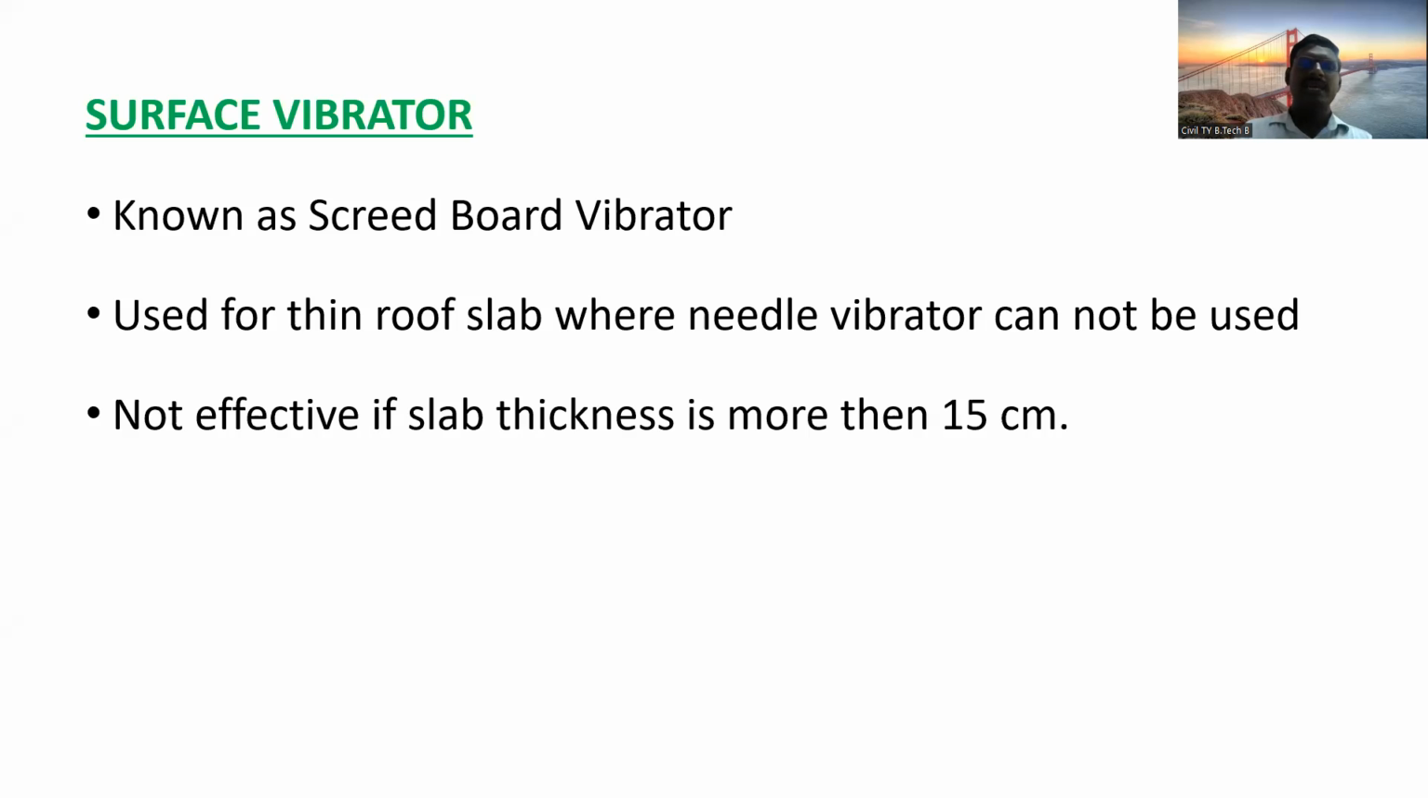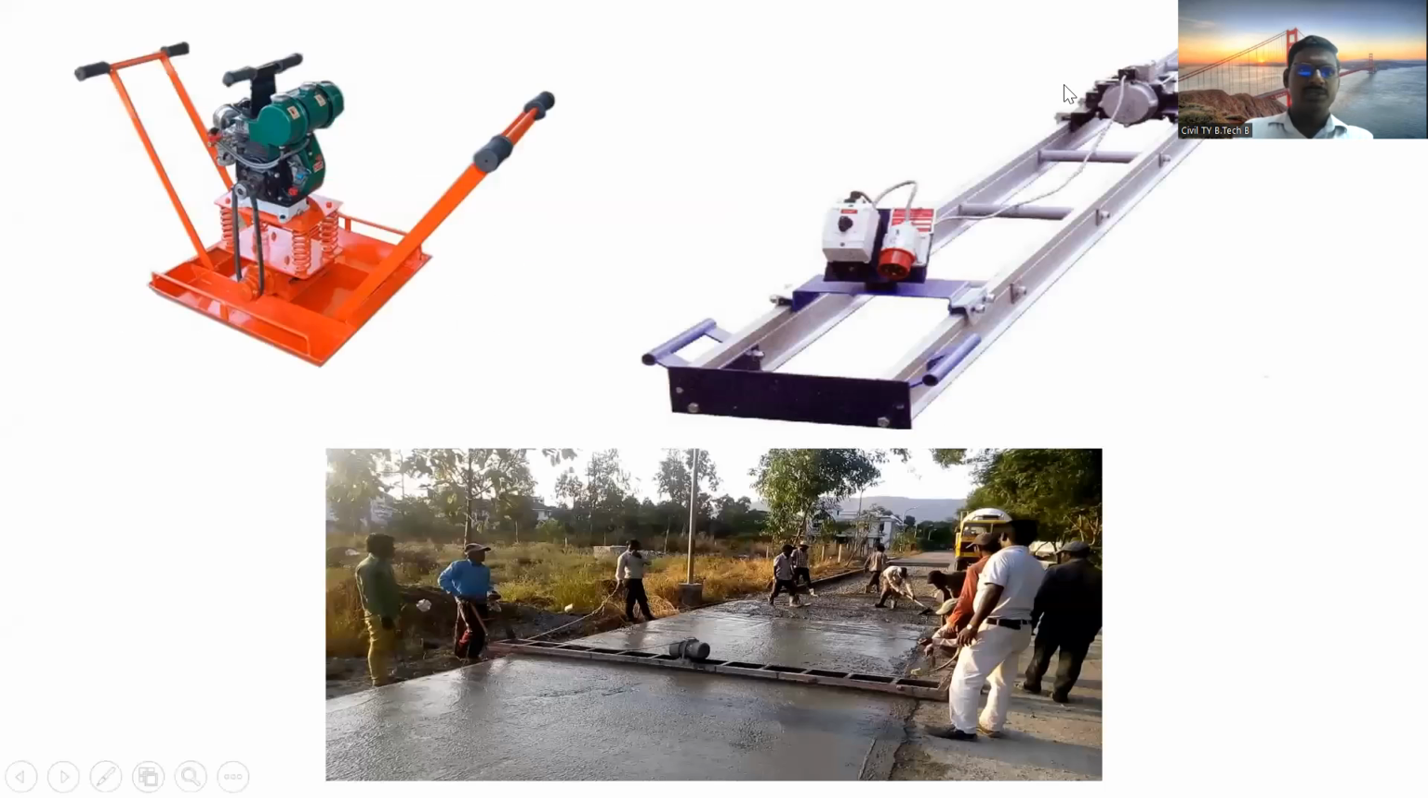So then the next type of vibrator is the surface vibrator. This surface vibrator we are calling a screed board vibrator also. So I will show you a sketch so that you can know how the surface vibrator is used.